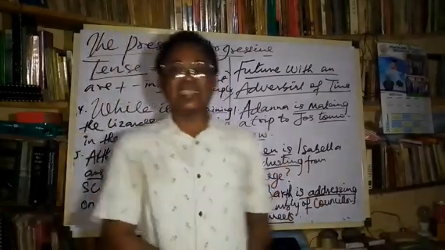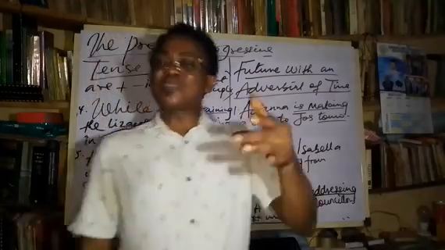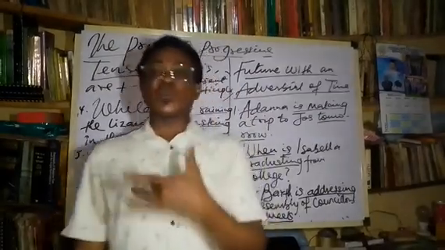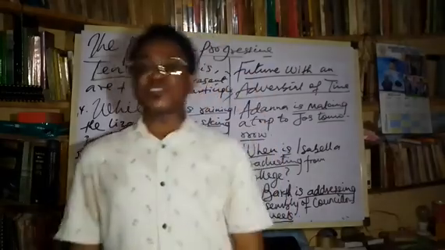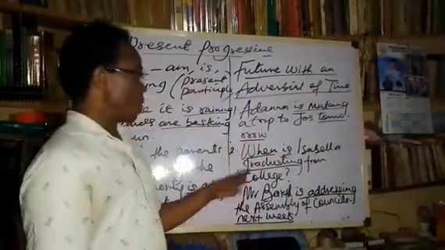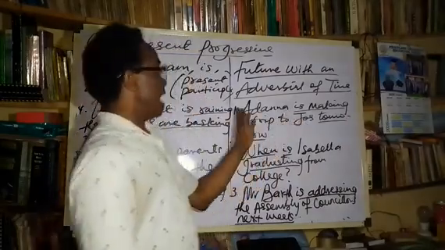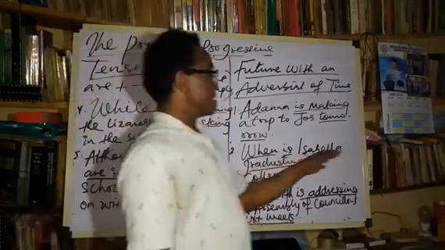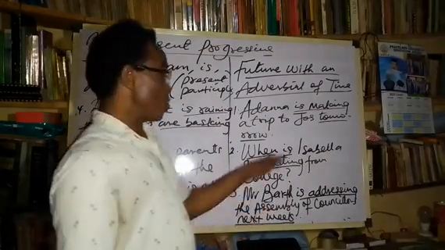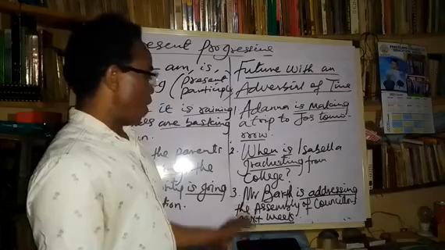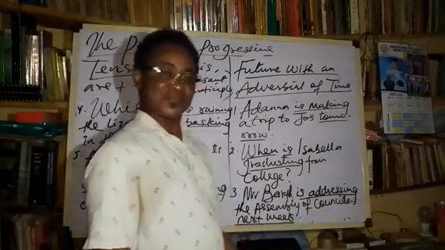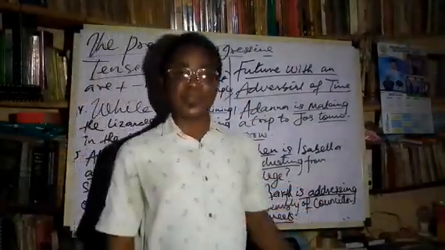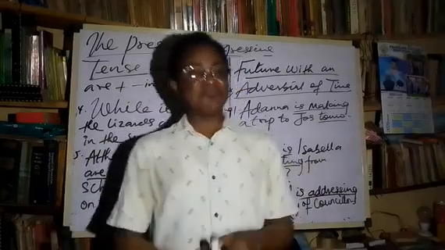Compare this to what we said in the immediate previous video, where we also showed an example of the simple present tense used with an adverbial of time to refer to a future action. So the sentences we have here, 1 to 3, should otherwise mean Adana will be making a trip, or when will Isabella be graduating, or Mr. Bat will be addressing. But rather than use will be plus ing, we use the simple present tense along with an adverbial.